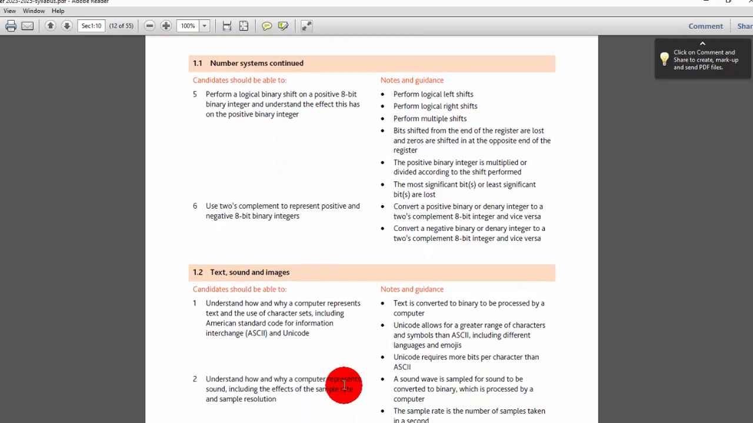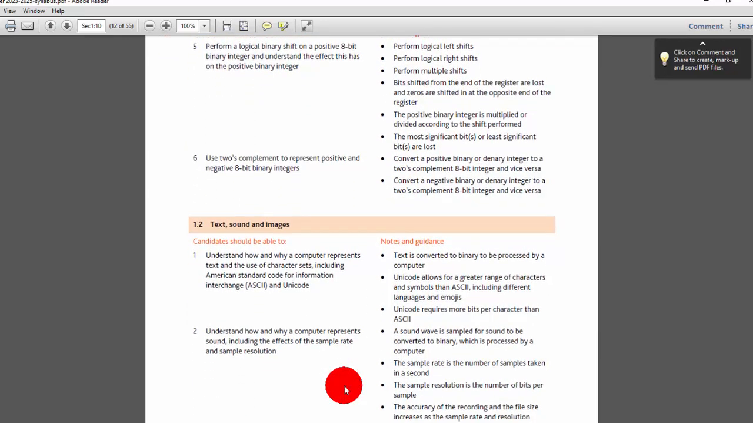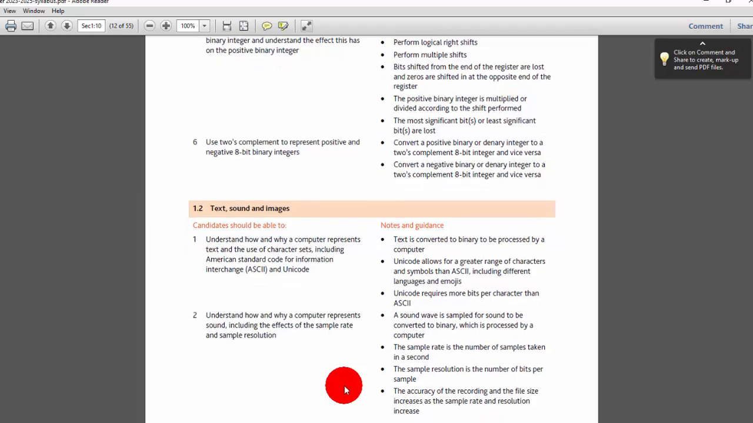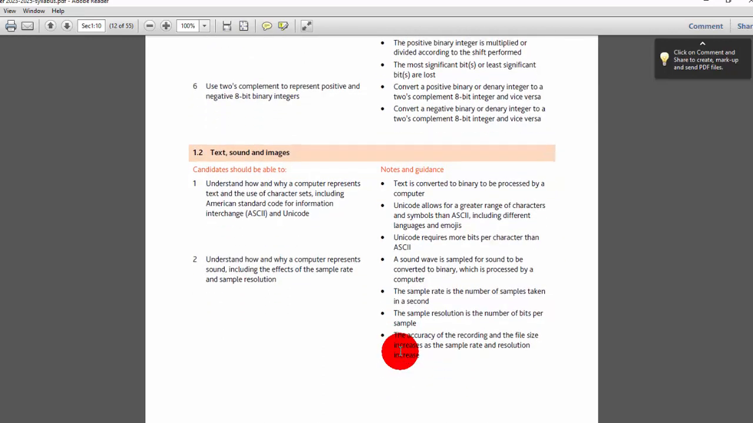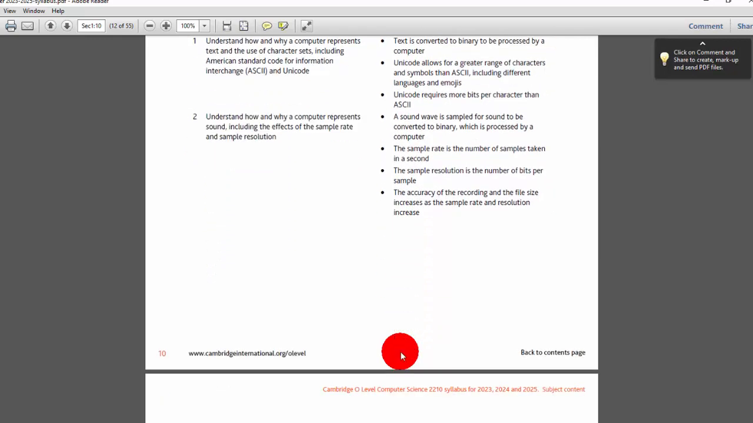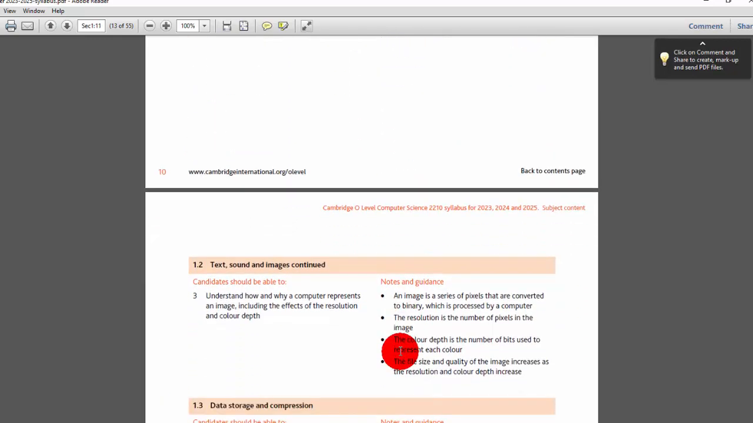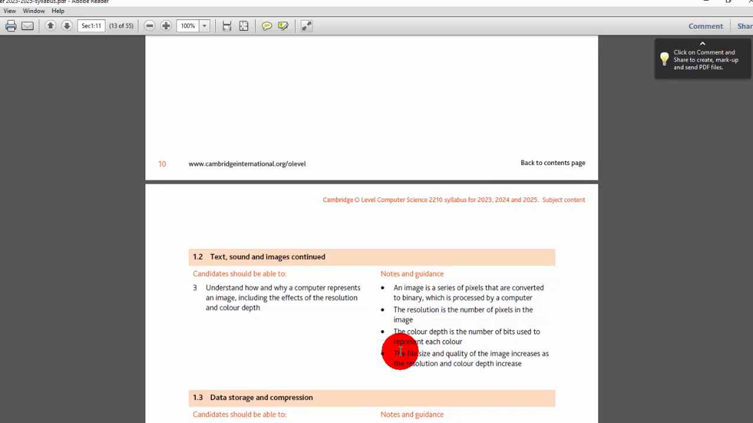I think it's pretty interesting for the students to study. Okay, ASCII characters, and Unicode is last. Then sound: how can we convert a sound sample into bits? Sample rate, sample resolution, accuracy, this is a new topic in the new syllabus: how the computer processes binary data using sounds. Next is to understand how a computer represents an image, including the effects of resolution and color depth, or bit depth. Color depth has finally been introduced.